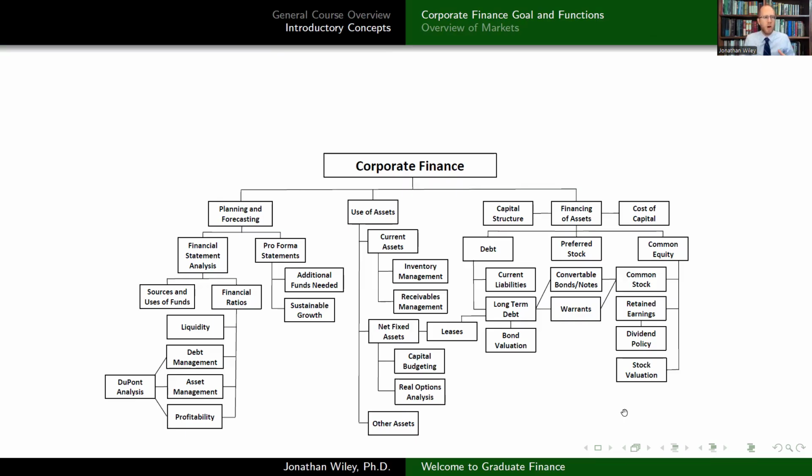Okay, so hopefully this broad overview of corporate finance, those three main areas, has been helpful.